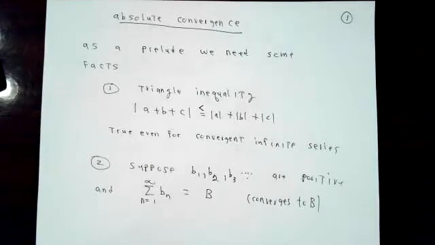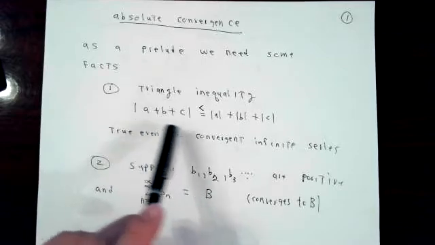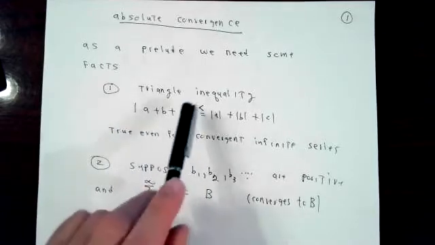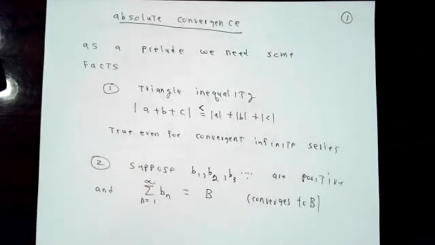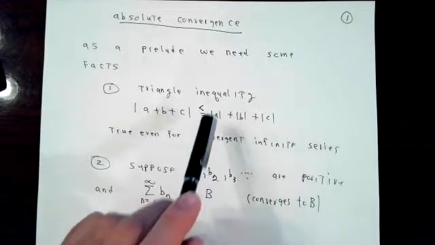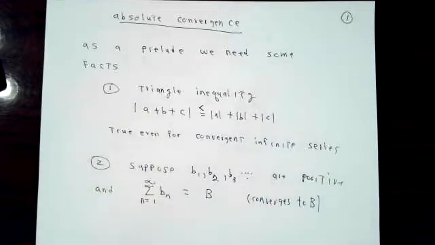To get started, we need to know some facts. One of them is called the Triangle Inequality, which says if I add up some numbers and I take the absolute value of the result, that can't be any bigger than the sum of the absolute values of the numbers separately.